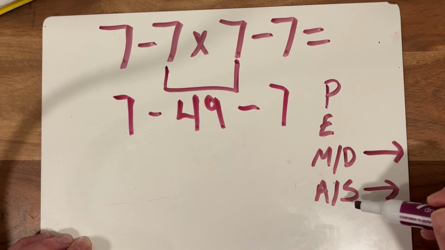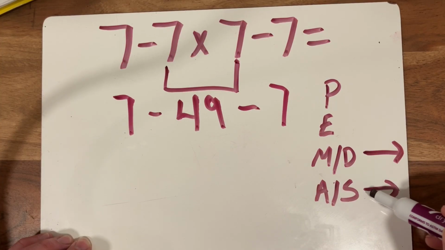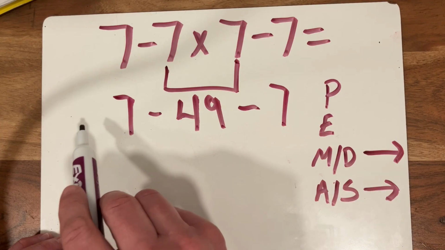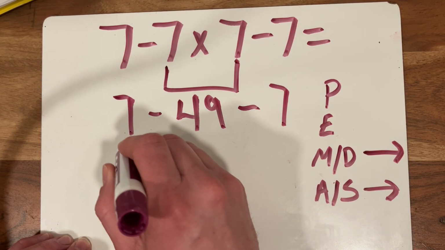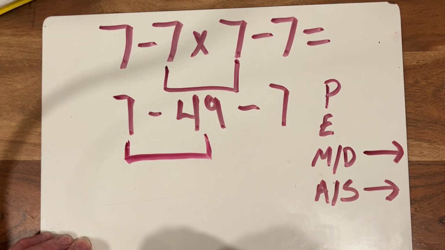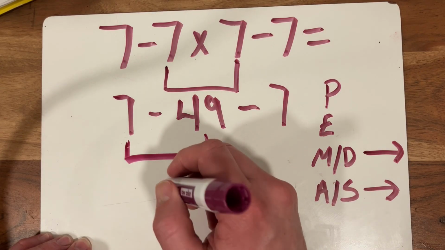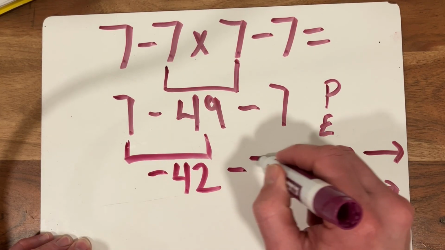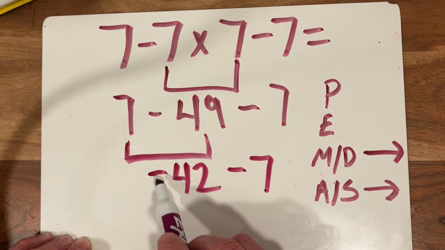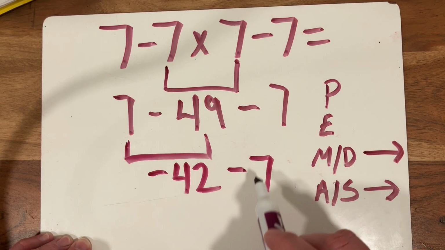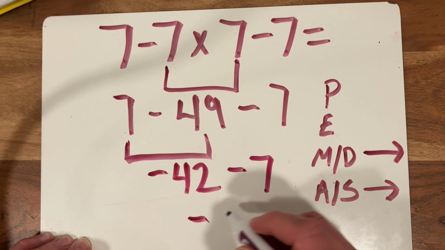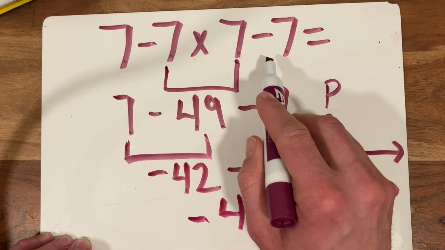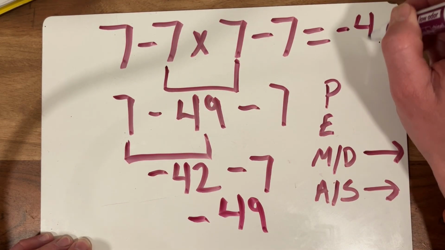Next, we're going to subtract, remembering that we have to start on the left. Since there's two subtraction problems, we can't start here. We need to go to this side. And we'll do 7 minus 49, which is going to give us negative 42. We'll bring down the 7 over here. And finally, we have negative 42 minus 7, which is going to give us negative 49. The answer to our equation today, negative 49.